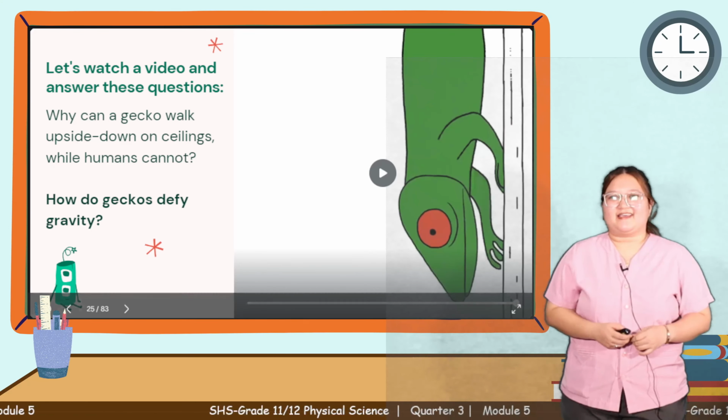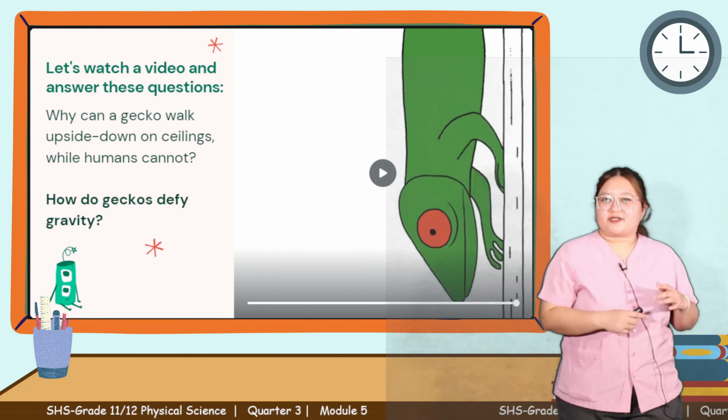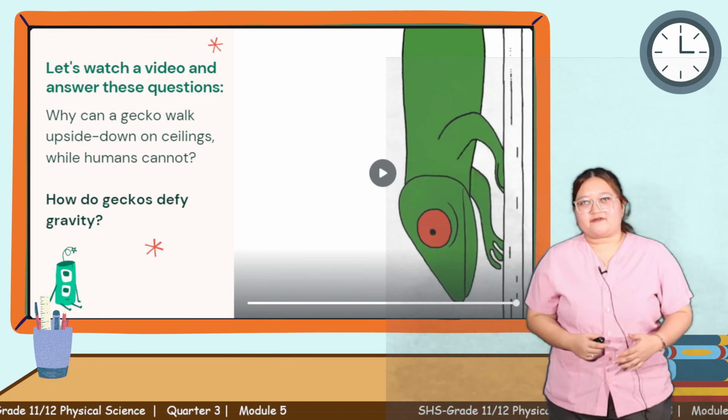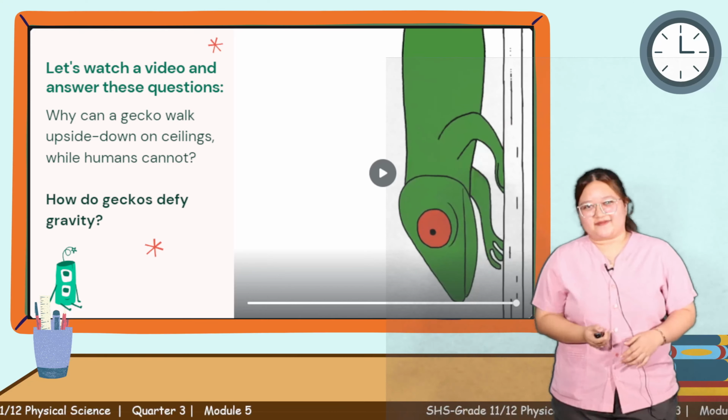Great, okay. So as we have seen, the gecko scaled a vertical wall and hung upside down from a ceiling. So actually, the geckos use a very simple principle. But what principle is it? Let's start exploring the answers to these mind-boggling questions in the next activity.